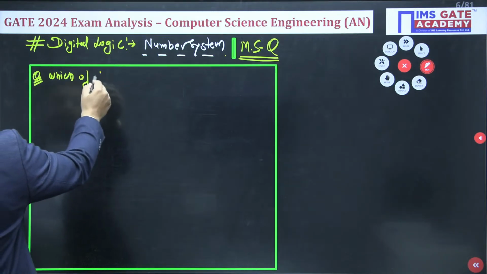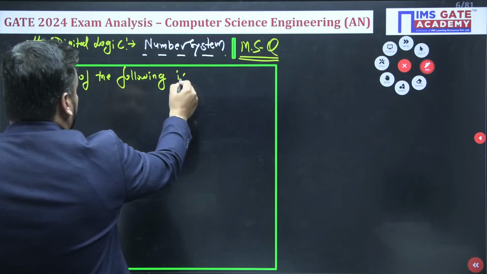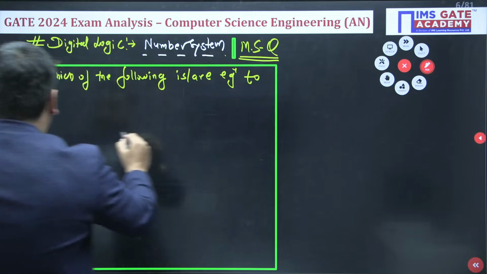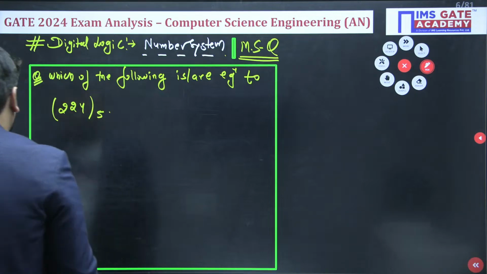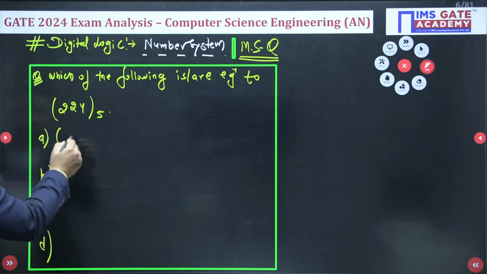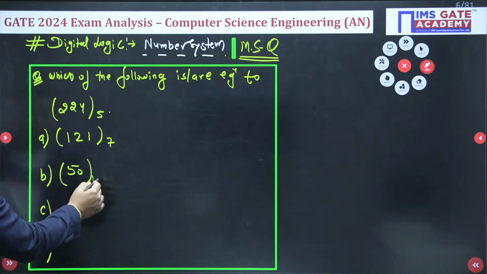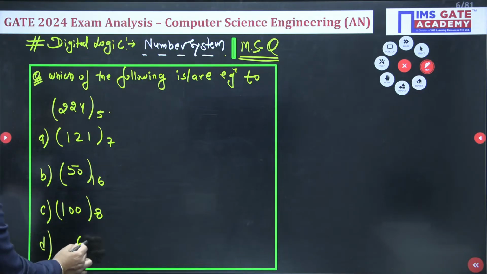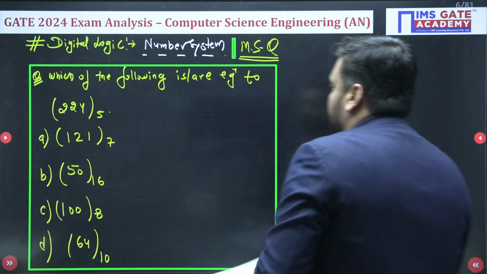So which of the following is equivalent to 224 in base 5? And we have the options: option A, option B, option C, option D. Option A is 1217, option B is 1008, option C is 100 in base 8, and option D is 64 in base 10. You can solve this question using multiple approaches, even option elimination. It is a very easy question guys, you should try to attempt it also.